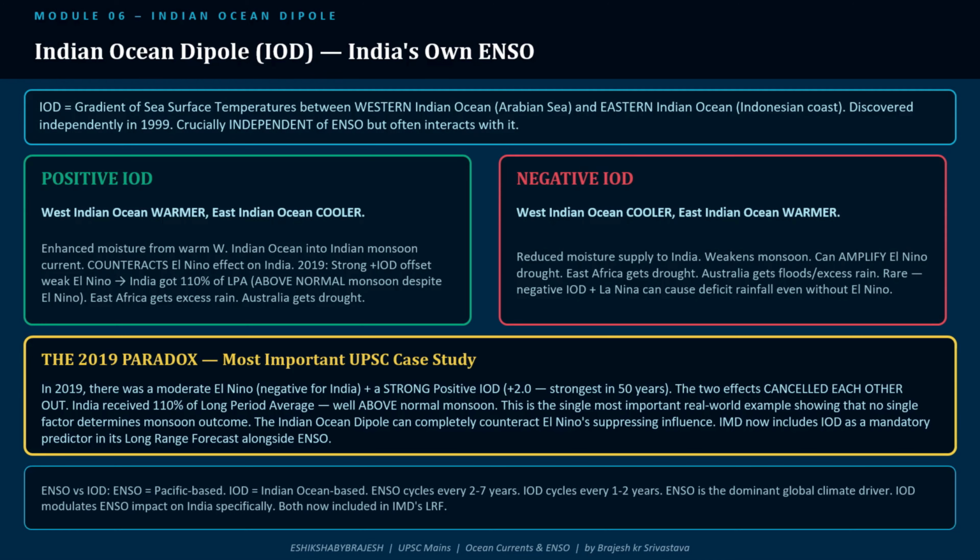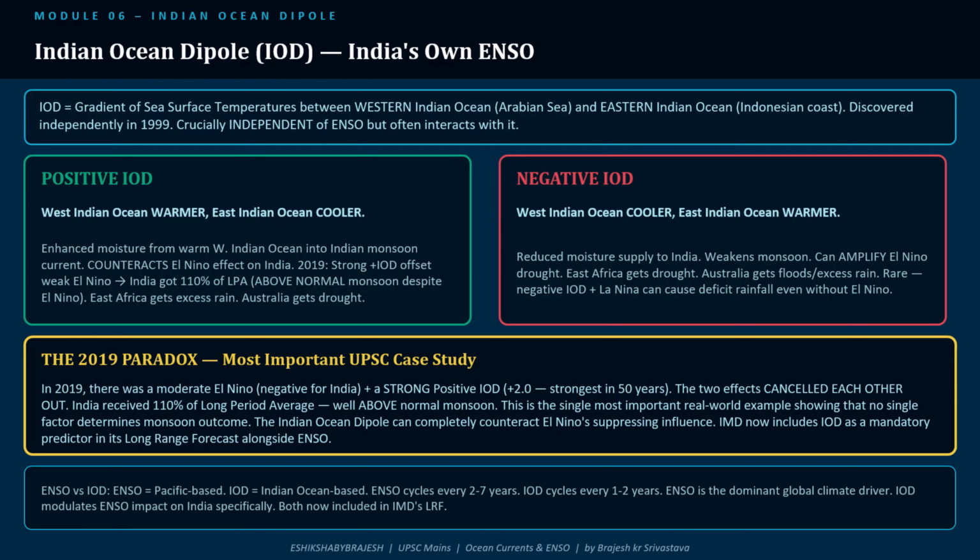Positive IOD: Western Indian Ocean warmer, Eastern Indian Ocean cooler. The warm Arabian Sea sends enhanced moisture directly into the southwest monsoon circulation, because the Arabian Sea is the main moisture source for India's western monsoon branch. More moisture from a warmer Arabian Sea equals a stronger, wetter monsoon. Positive IOD counteracts El Nino.